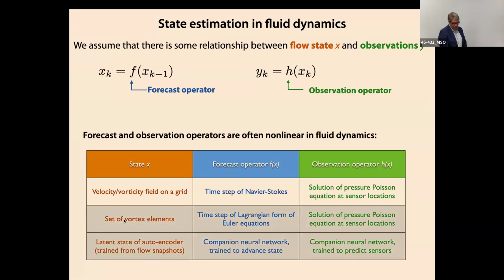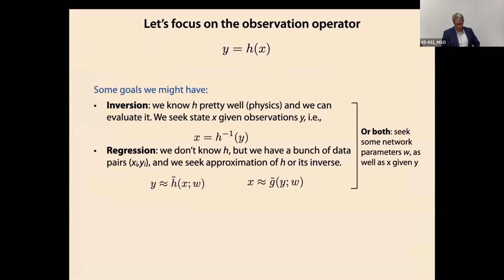And the other one that I'll focus quite a bit of attention on is a more data-driven approach, where I find a very low dimensional latent state by using some machine learning tools. And I get the forecast and observation operators from other machine learning architectures. Okay, so that proves to be a much more effective approach, but slightly less intuitive and interpretable. Okay, so we'll talk about that.